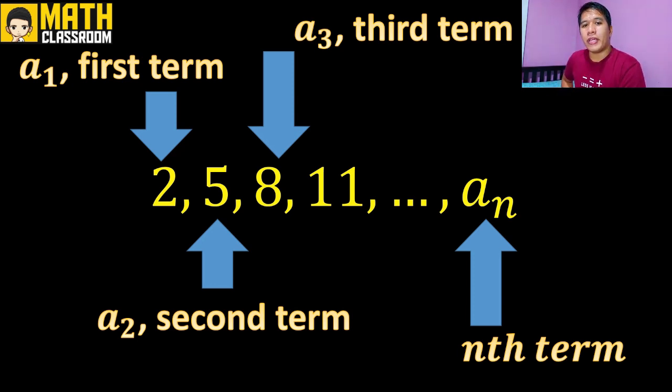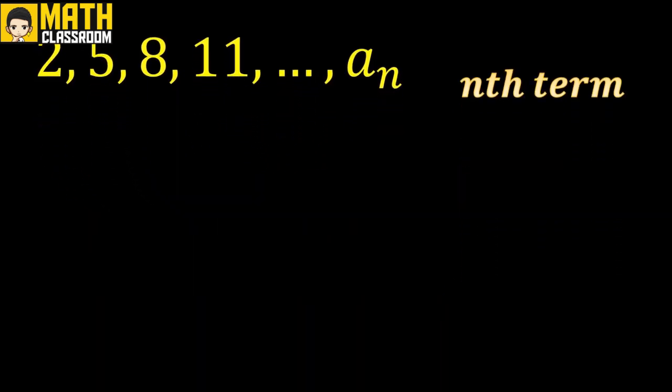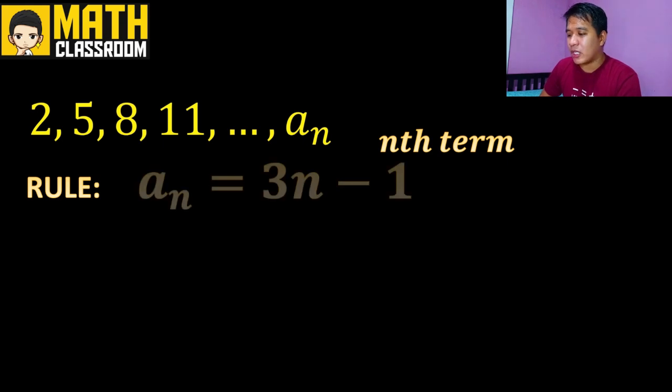Unfortunately, if you're talking about, let's say, 30th term, 50th term, listing the sequence is not a very suggested way of finding the 50th term. But what we can do is actually to find the general rule of this given sequence. So let's have this example. So the general rule of this sequence is a sub n is equal to 3n minus 1.